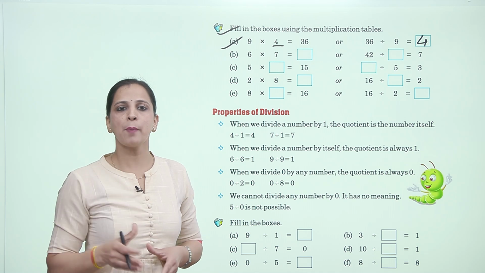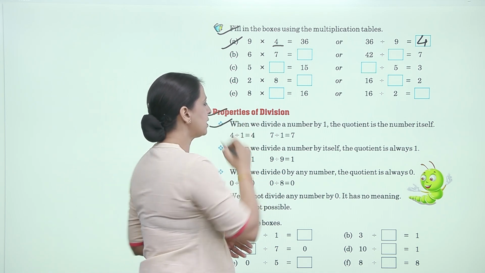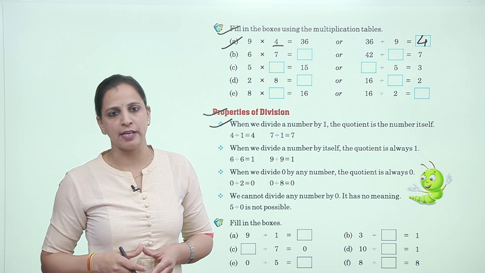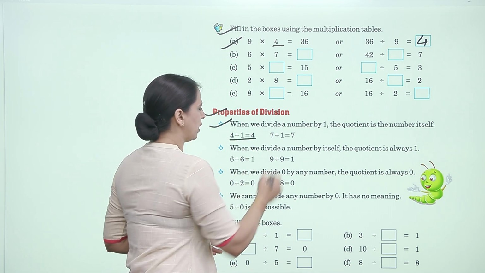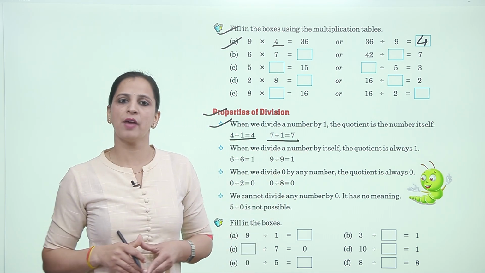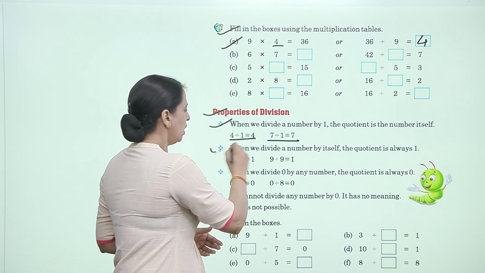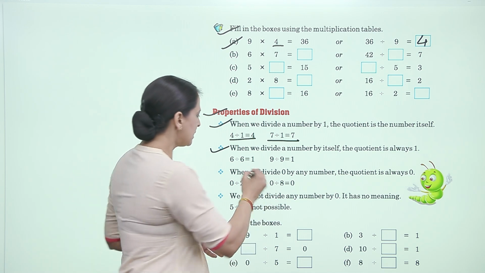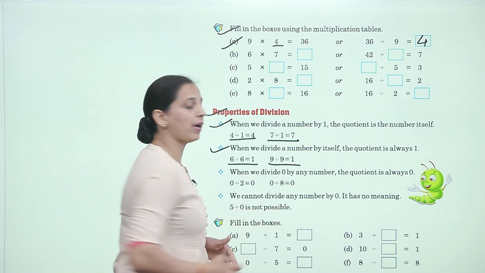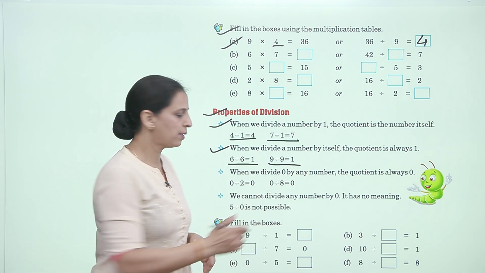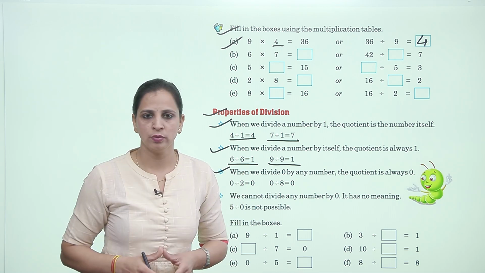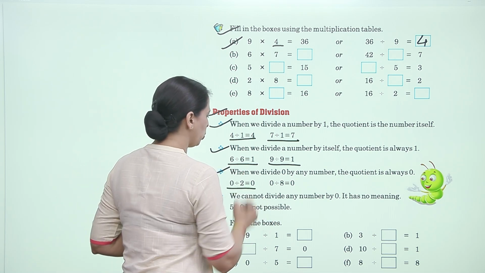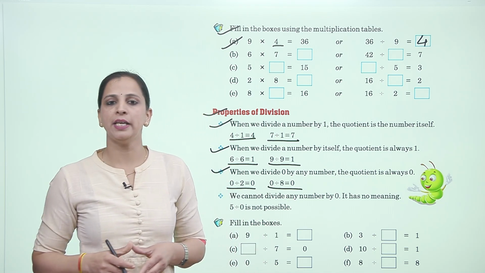Now next is properties of division. First, when we divide a number by 1, the quotient is the number itself. That is 4 divided by 1 is 4, 7 divided by 1 is 7. Next, when we divide a number by itself, the quotient is always 1. That is 6 divided by 6 is 1, 9 divided by 9 is equal to 1. Next, when we divide 0 by any number, the quotient is always 0. That is 0 divided by 2 is 0, 0 divided by 8 is 0.